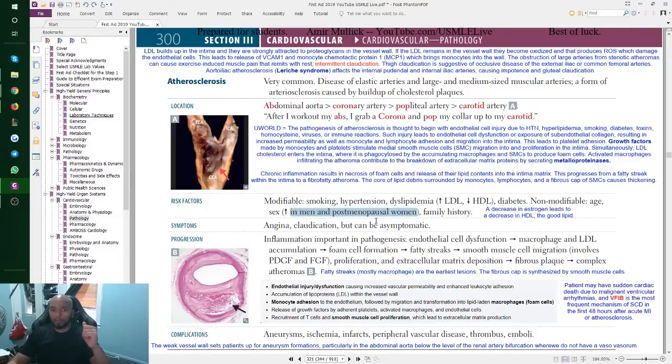Right? And why in postmenopausal women? Well, I wrote over here, a decrease in estrogen leads to a decrease in HDL, which is the good lipid. Right? So if you didn't know that, now you know it. This point is actually brought up again later on when you get into reproductive. Right? But I had to put this note here. It's actually better that way.